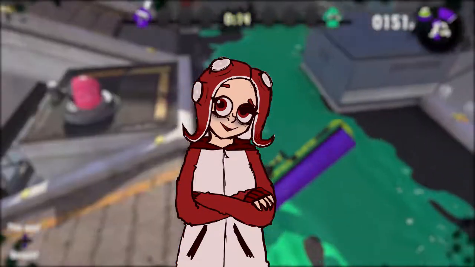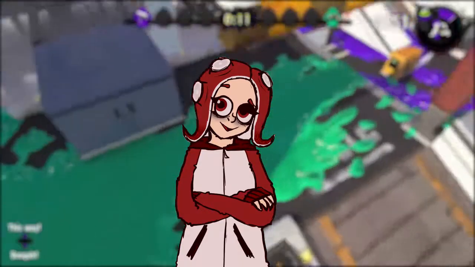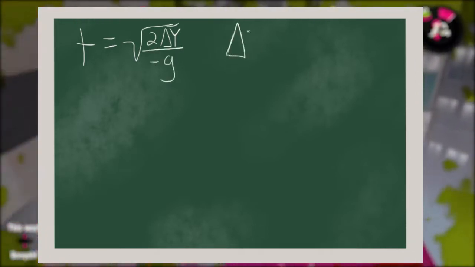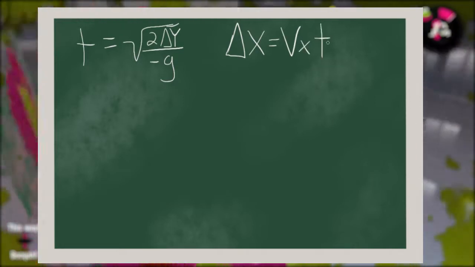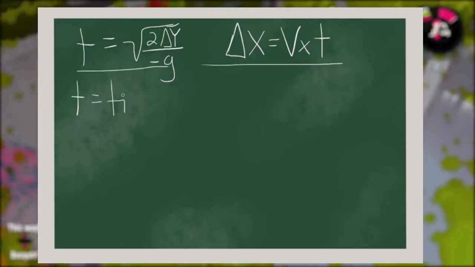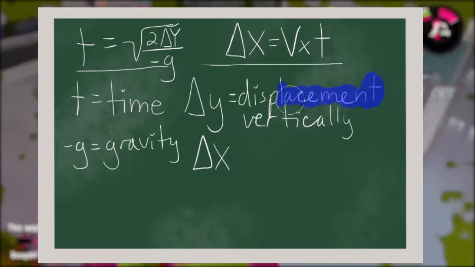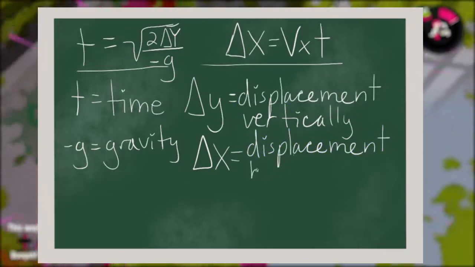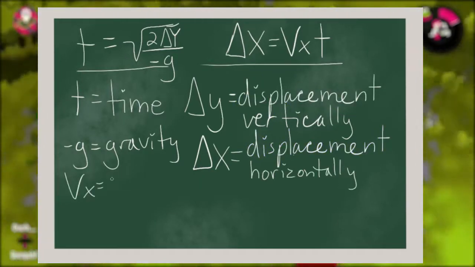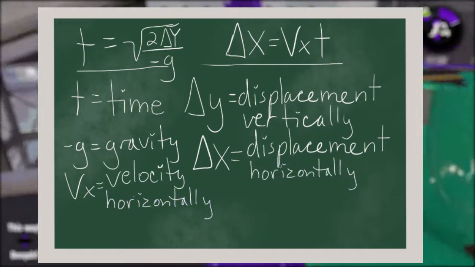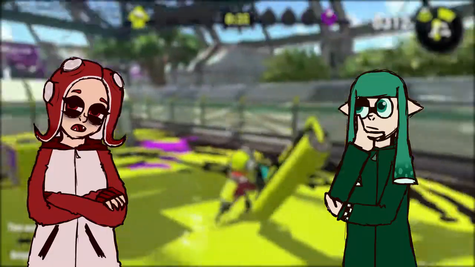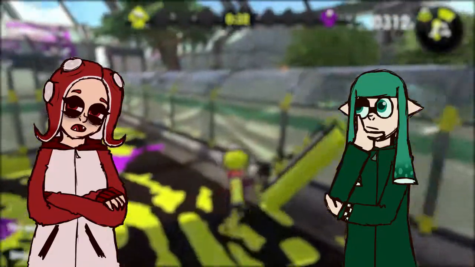I started this process by figuring out what in the world I wanted to show with this clip. I decided that I was going to use the equations t equals the square root of 2 multiplied by delta y divided by negative g, and delta x equals v sub x multiplied by t. Now, the prefixes mean different things. t is time, delta y is the displacement vertically, negative g is gravity, delta x is the displacement horizontally, and v sub x is horizontal velocity. Ultimately, I needed to find delta x, so I started with finding delta y.